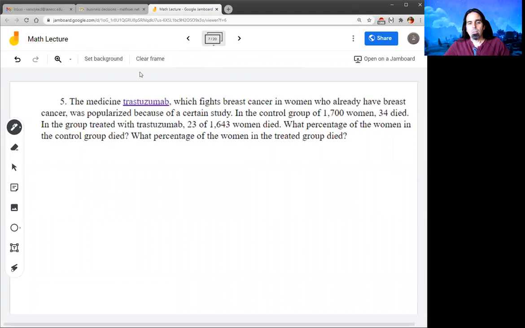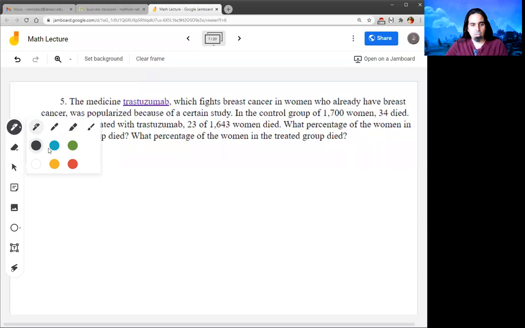So there's a medicine that fights breast cancer in women who already have breast cancer, and it was popularized because of a certain study. There was a control group with 1,700 women, and 34 of them died. The control group means they didn't have any medicine. Then of the group that was treated with the medicine, only 23 out of 1,643 women died.